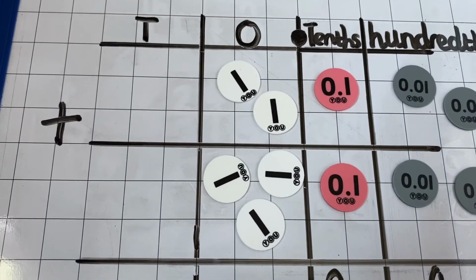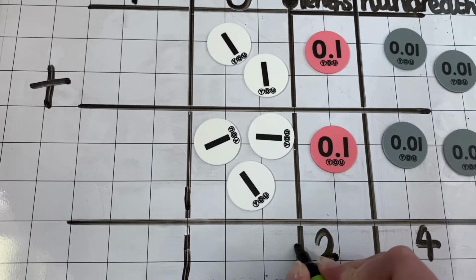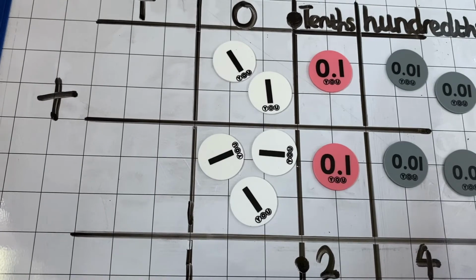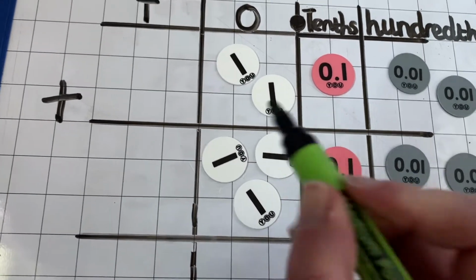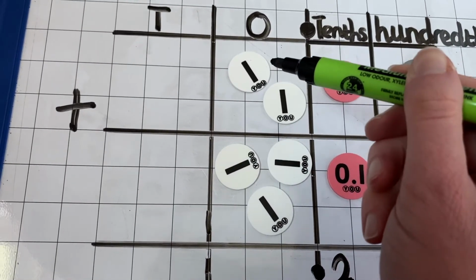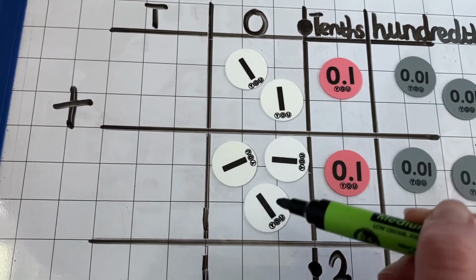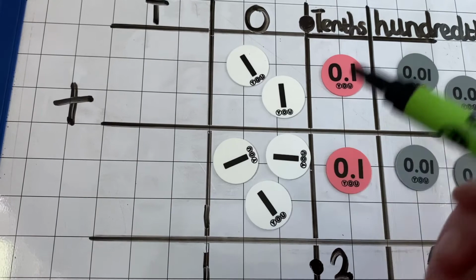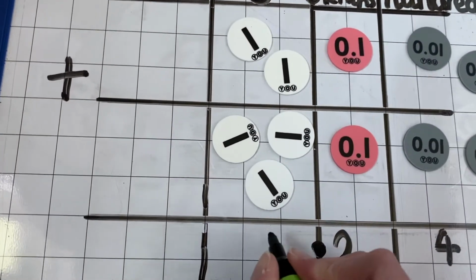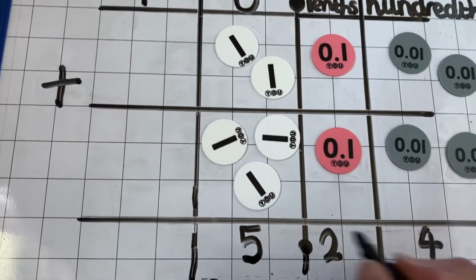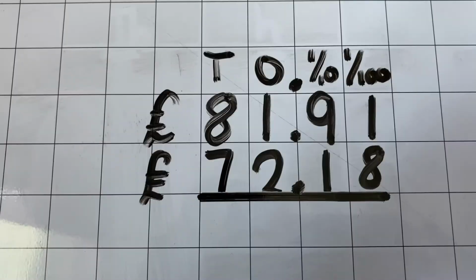It's really important that children understand where the decimal point goes and that this is beyond 0. Here we have our ones. 2 add 3 is 5. Therefore, our answer is 5.24.